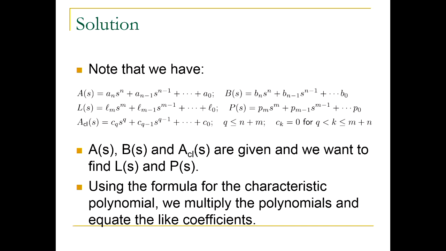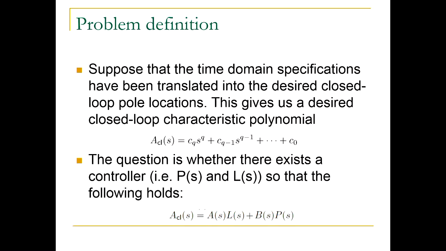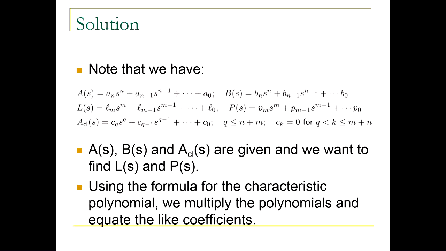What we do now is go back to the right-hand side. We multiply polynomials A and L and B and P. We cross-multiply them. We rearrange coefficients in the polynomial so that we can compare coefficients. Coefficients of this should be equal to coefficients of that. And the parameters we need to use are the parameters in polynomials L and P. So we just compare the like coefficients.